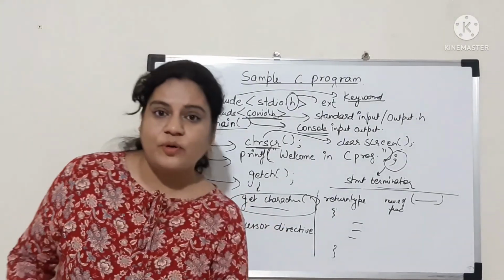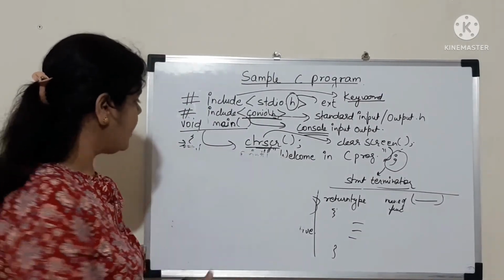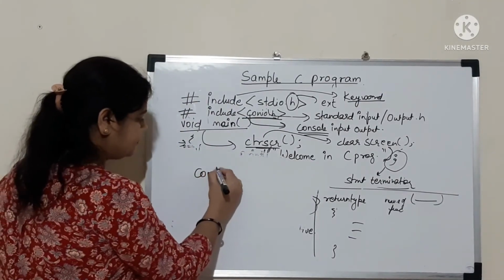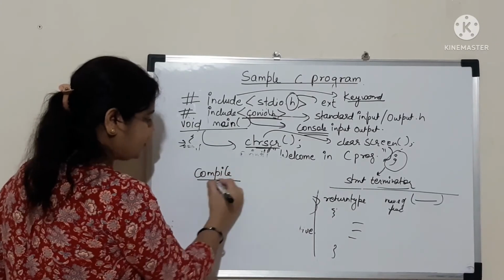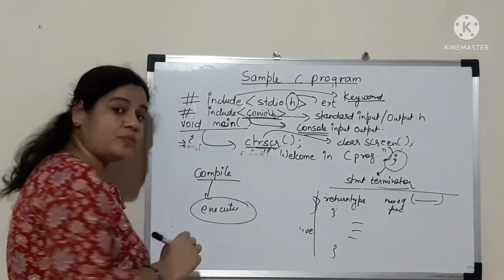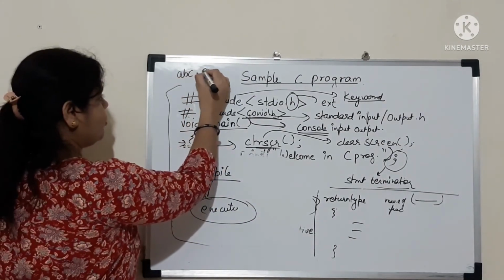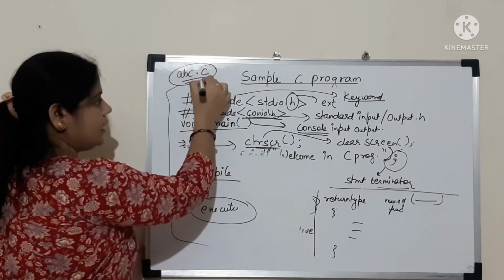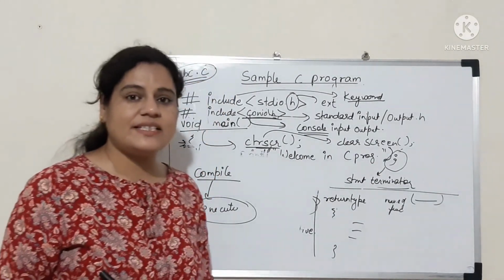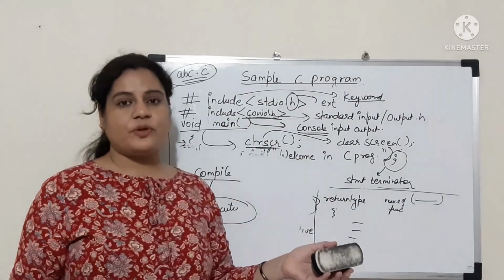Now this is our program. After that, you need to compile your program, and then execute your program to see the output. Now you need to save it. If you want to save your file, you need to write .c. .c should be the extension of a C program. Now this is all about the sample program of C.